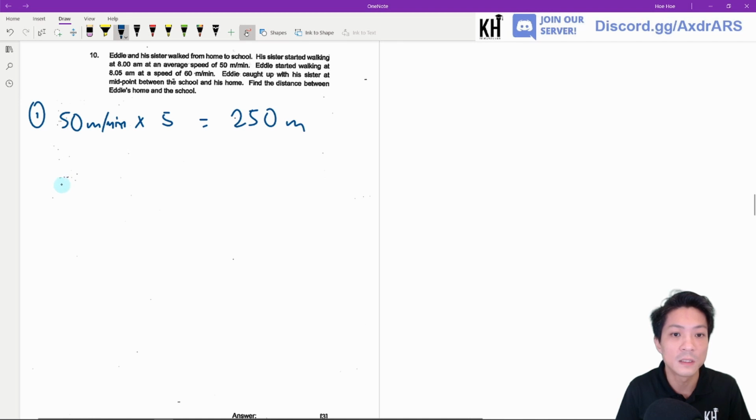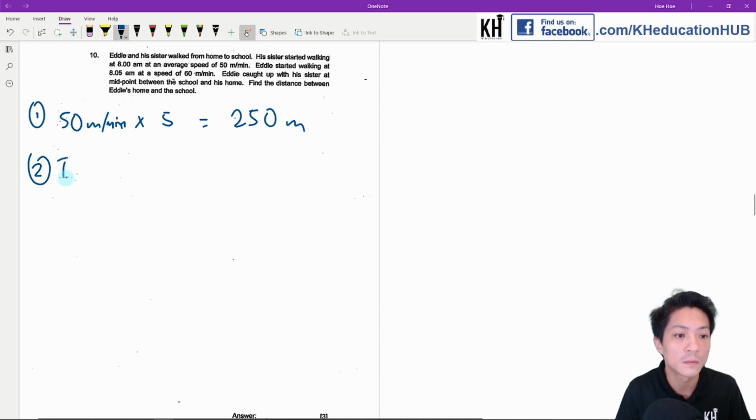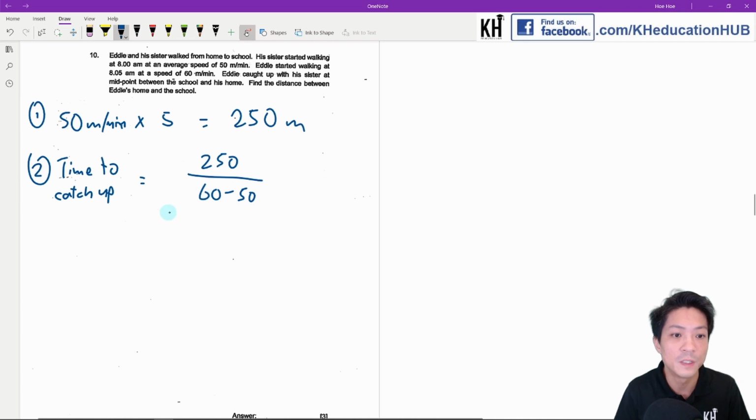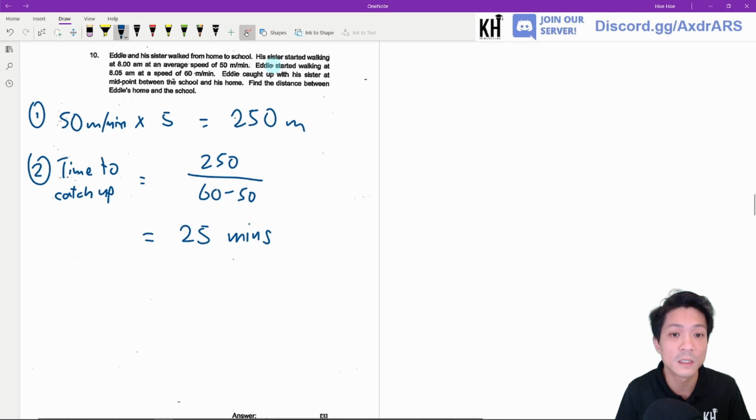Now to find out the time taken for Eddie to catch up, the time to catch up will be the distance between them divided by the difference in their speed, 60 minus 50. This will be 25 minutes. Which means that Eddie will be walking for another 25 minutes before he can catch up to his sister.